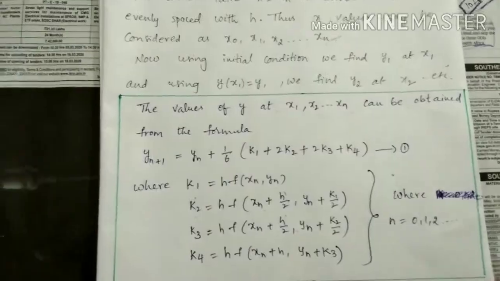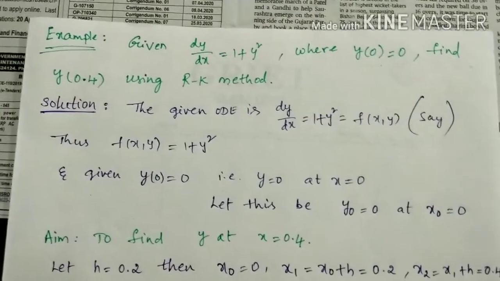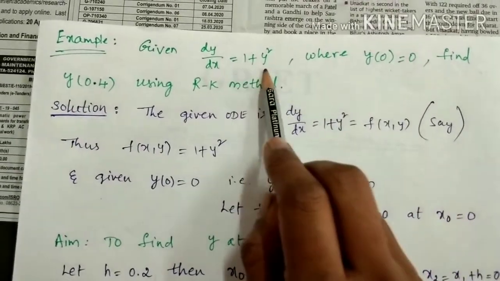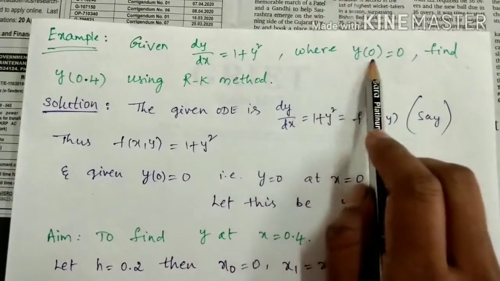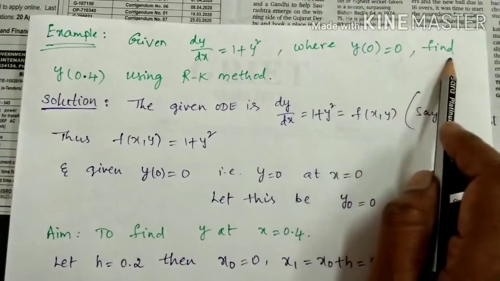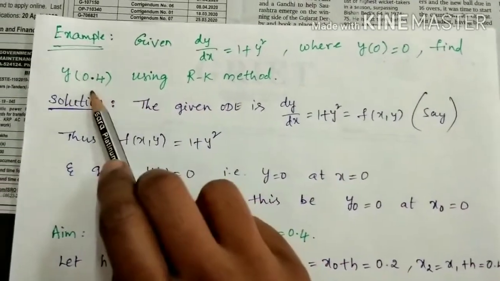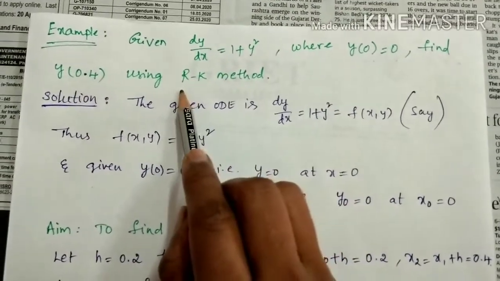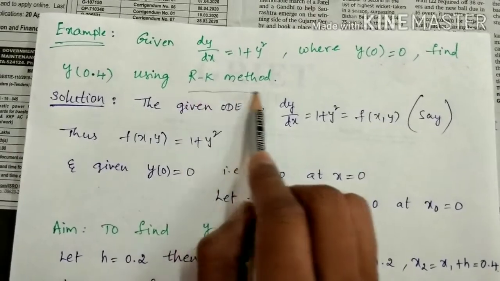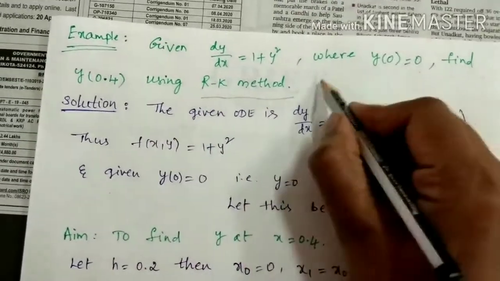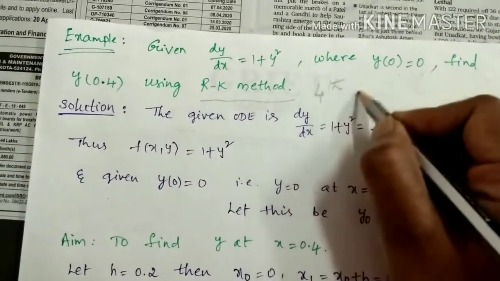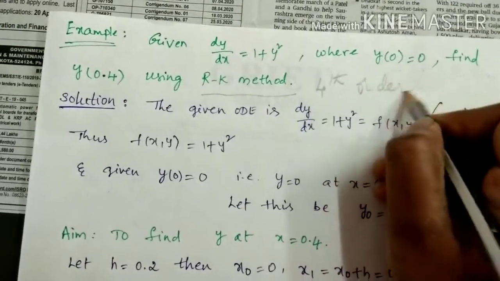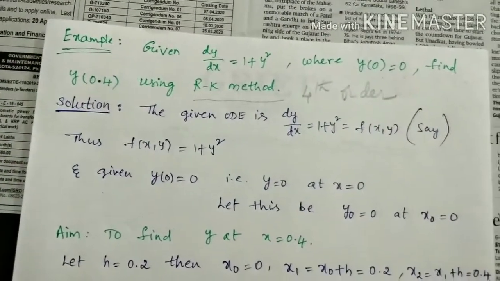Let us see an example. Given dy by dx equal to 1 plus y square, where y of 0 equal to 0, find y of 0.4 using the RK method. When it is simply mentioned to use the RK method, it means that we must use the fourth order Runge-Kutta method.